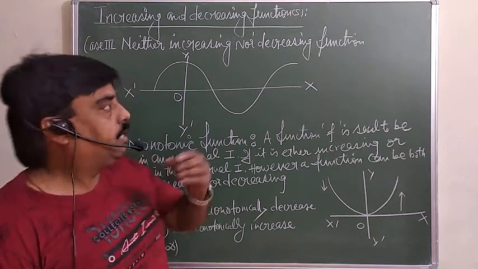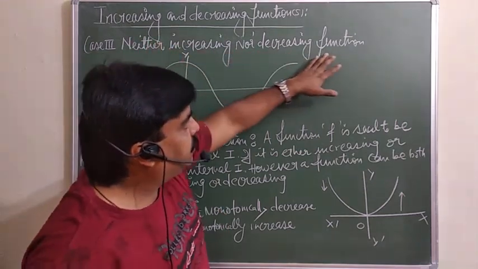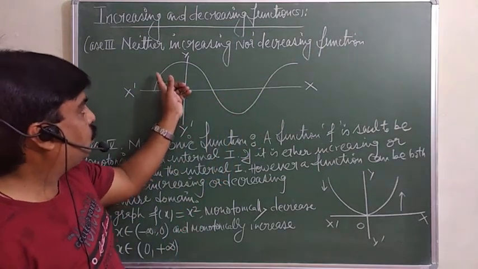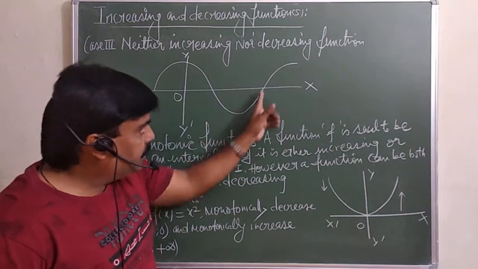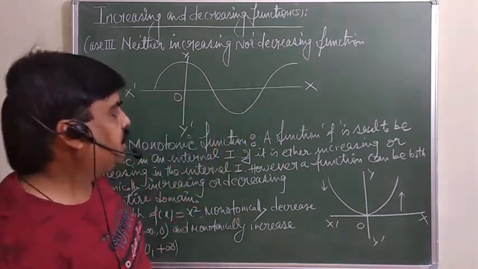Now the third case is where the function is neither increasing nor decreasing. In this graph, it is not always increasing; it increases, then decreases, then increases. So it is neither completely increasing nor completely decreasing.